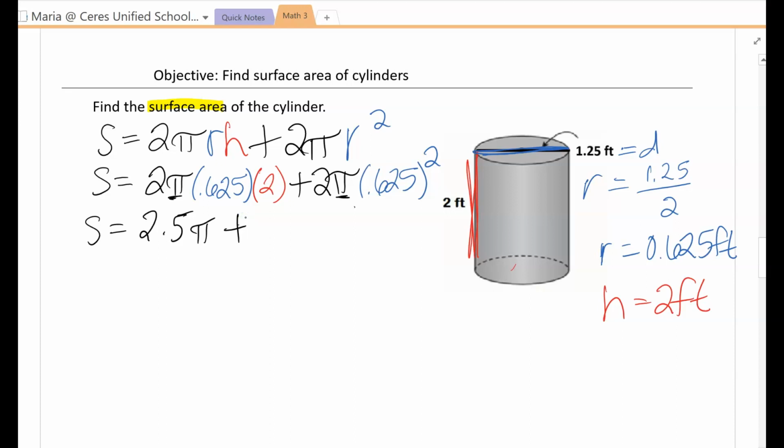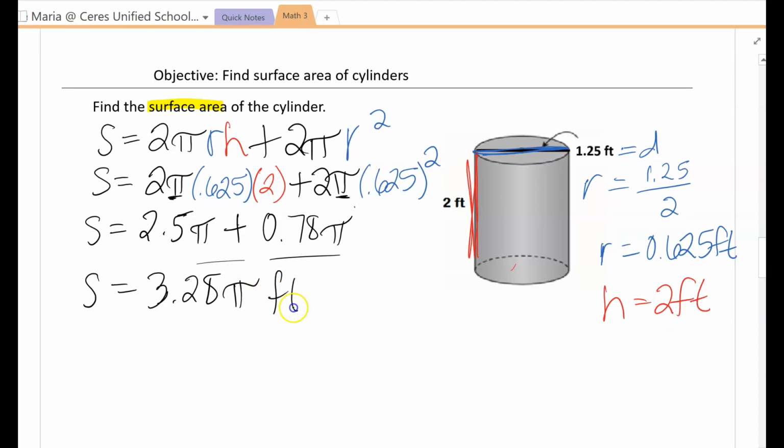Then I'm going to do 0.625 squared. And then I'm going to multiply that by 2, and this is going to give me 0.78125. I'm just going to leave it at 0.78 pi. And then notice I have two things that are in common. They both have pi, so I can just go add those together. So 0.78 plus 2.5 is going to give me 3.28 pi. And then this is an area, so area is units squared. My units is feet squared. So this would be your exact answer.